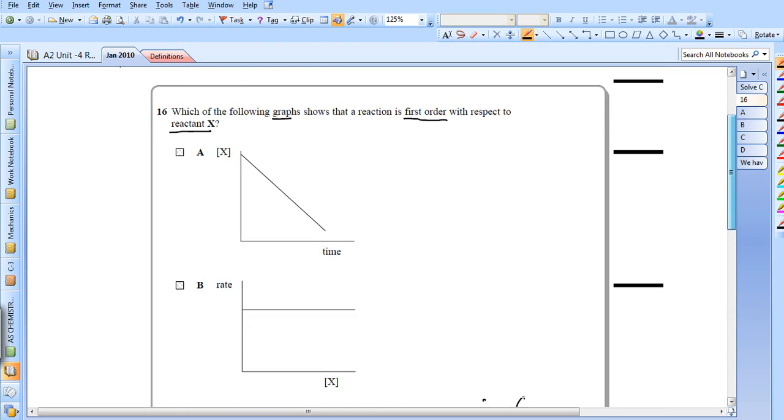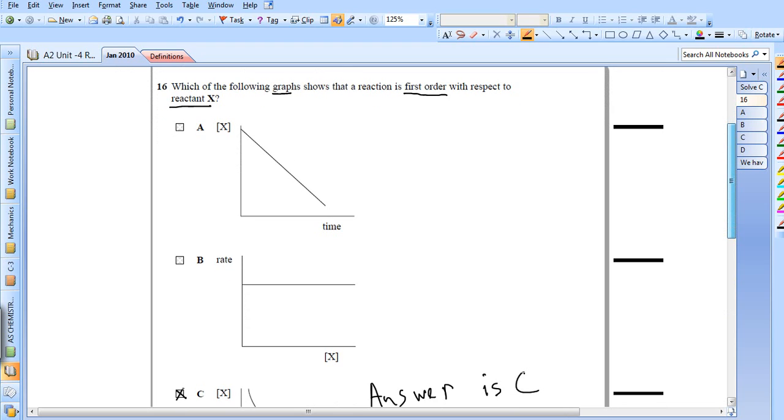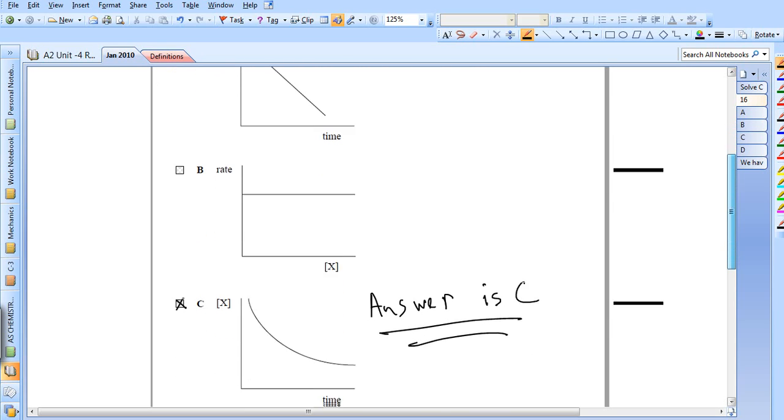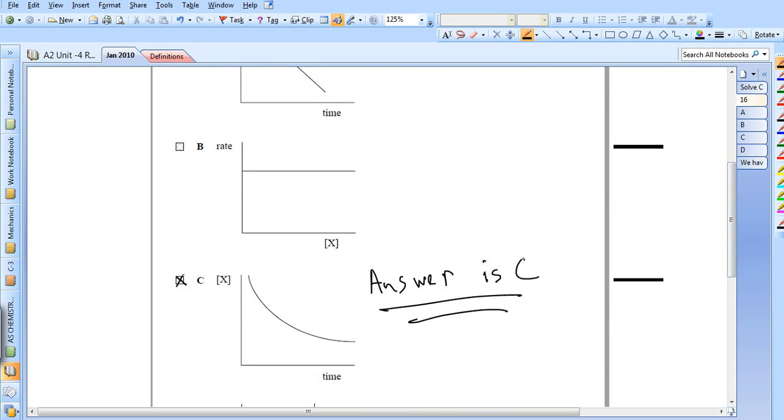Let us read the question once again. Which of the following graphs shows that a reaction is first order with respect to reactant X? So this should be the answer. This graph gives us the first order reaction.